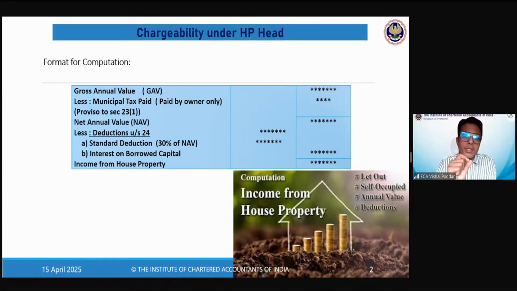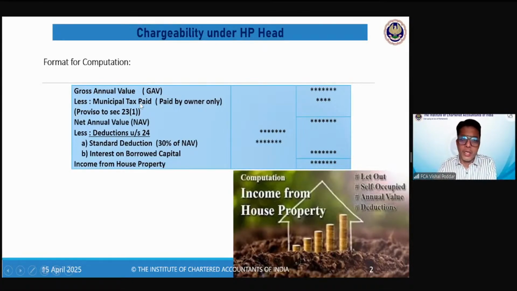Then we discussed the format. Now the format of HP is very rigid. We cannot go beyond what is there in this format because it is very strict and very specific. As you can see in the format, for the purpose of computing your HP income, the first thing that you need to determine is the gross annual value. From that, you deduct the municipal tax.